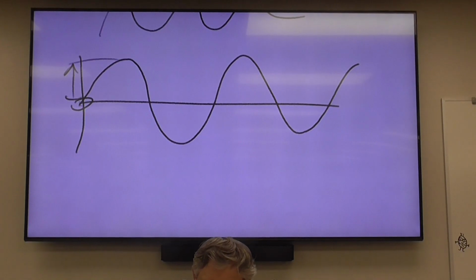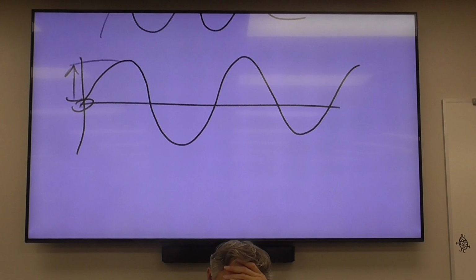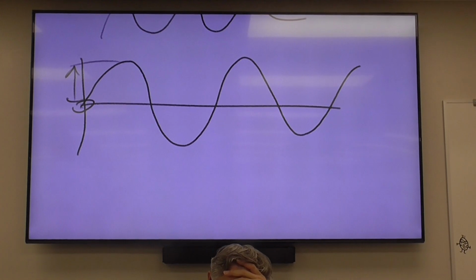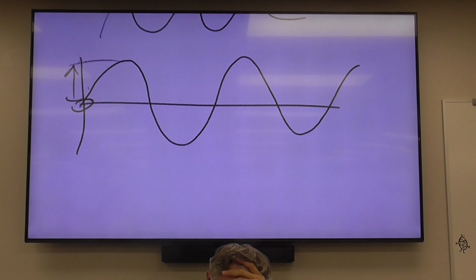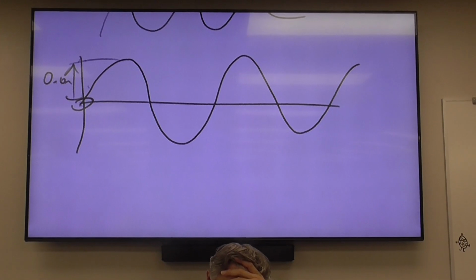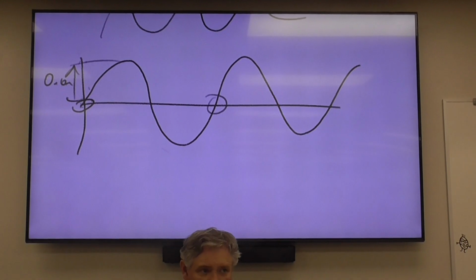So let's start with this idea. Don't worry about the problem, in terms of the multiple choice part of it. How far does that object travel on the way up? 0.6 meters. So as it goes through one complete oscillation, what's the total distance that it travels vertically?